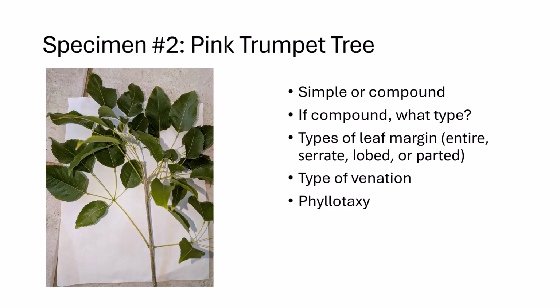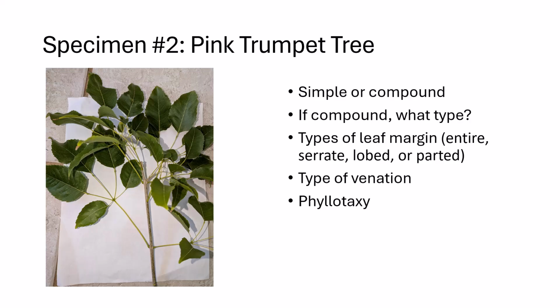Your second specimen is pink trumpet tree, Tabebuia rosea. Take a look at the brown stem in the center. Attached to the stem is a green rachis with 5 leaflets attached at one point. Determine if it is simple or compound. If it is compound, what type? Palmate, pinnate, or bipinnate? What is the type of leaf margin? Entire, serrate, lobed, or parted? Does it have pinnate or palmate or parallel venation? Does it have alternate, opposite, or whorled phyllotaxy? Again, focus on the stem to determine the phyllotaxy. Note each of these in the table in your lab notebook.